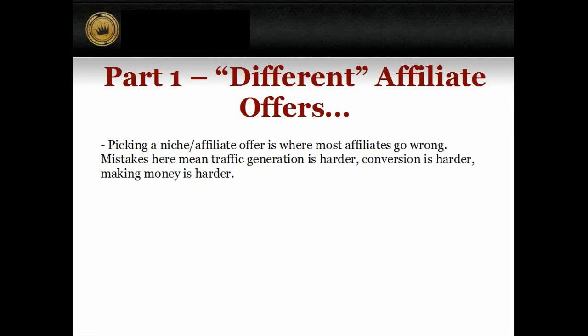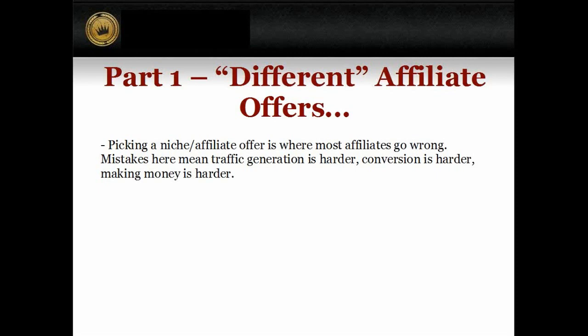Similarly, conversion is harder. It's harder to turn visitors into buyers when you've got the wrong niche and the wrong affiliate offer. You might have picked an affiliate offer that just wasn't very well suited to the market that you were trying to sell it to. Or you might have picked a niche that wasn't really interested in that offer to start with, wasn't the most interested that they could be anyway. So conversion is more difficult.